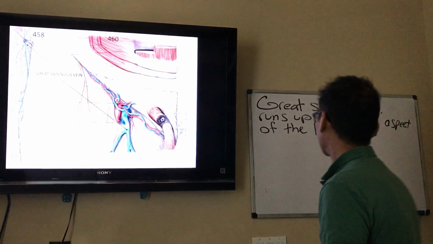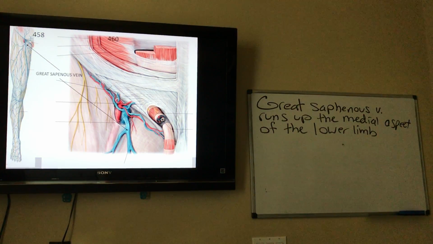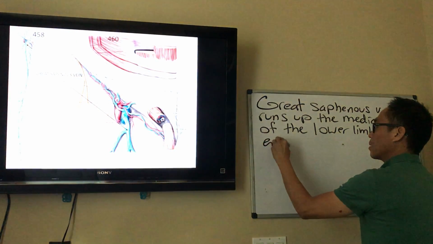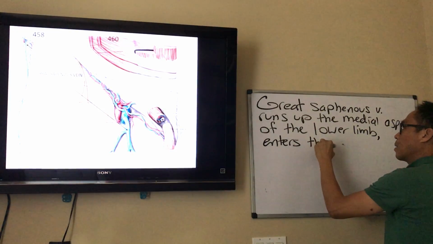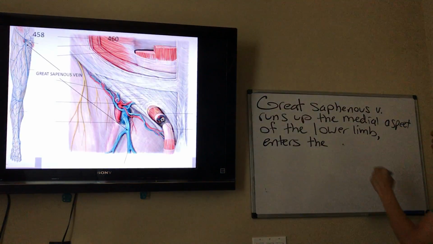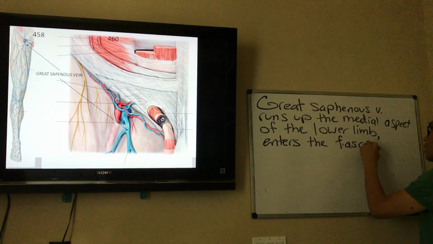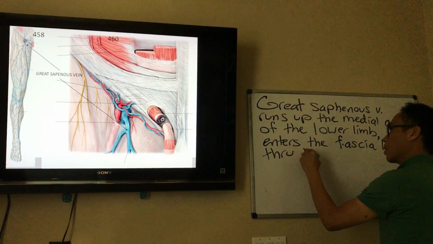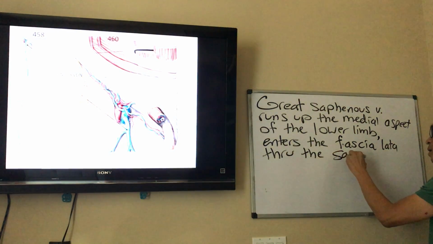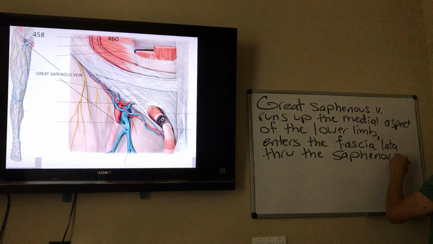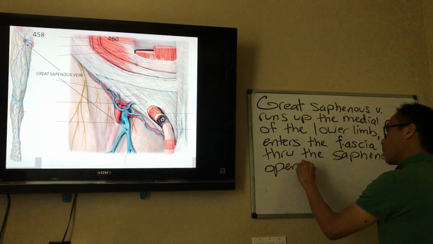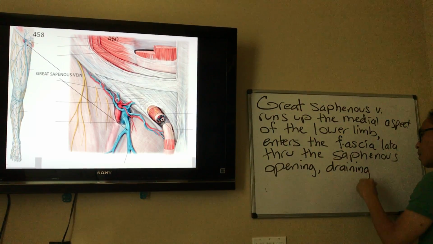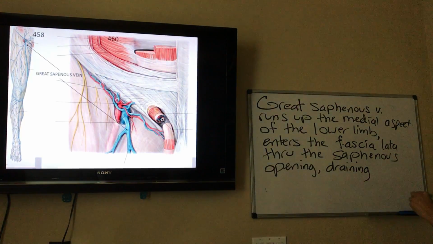So, great saphenous vein runs up the medial aspect of the lower limb. Enters the fascia lata through the saphenous opening, draining into the femoral vein.